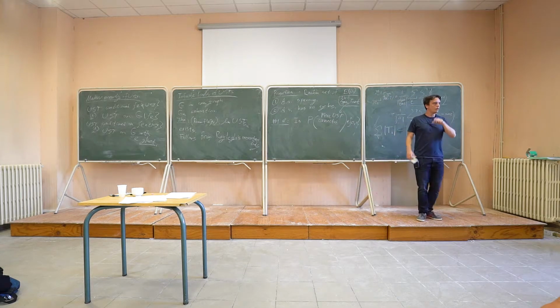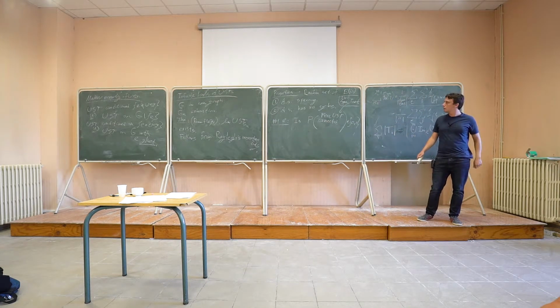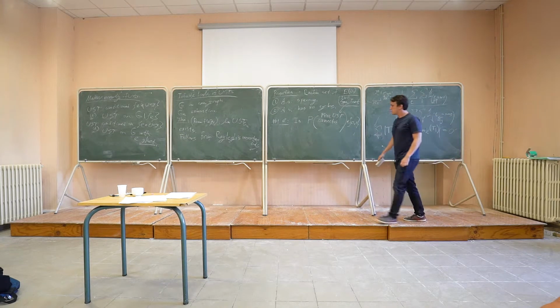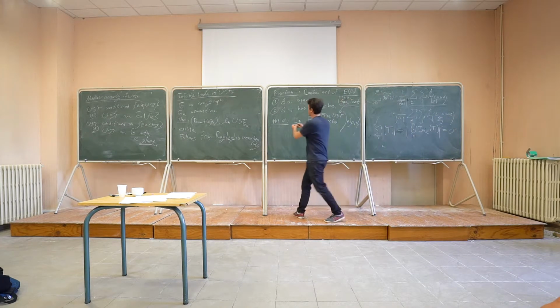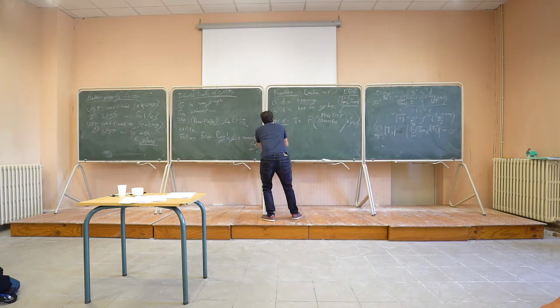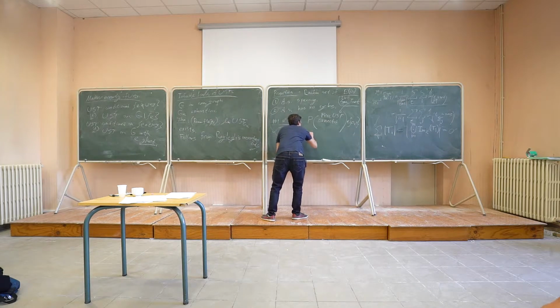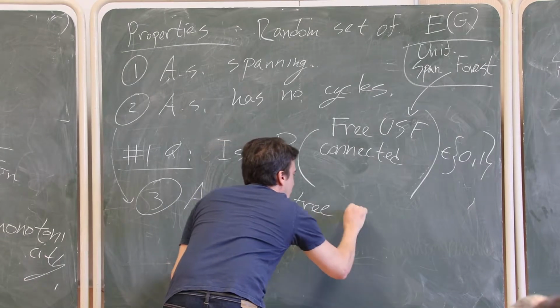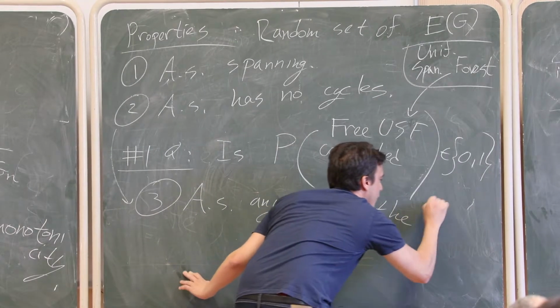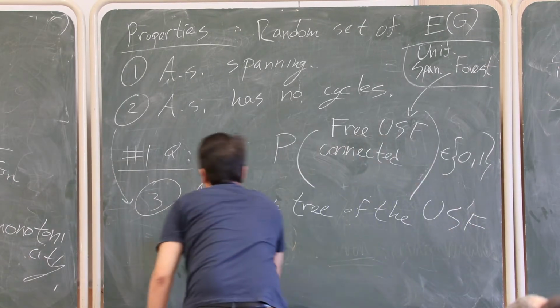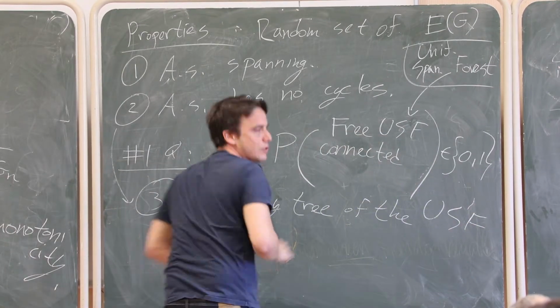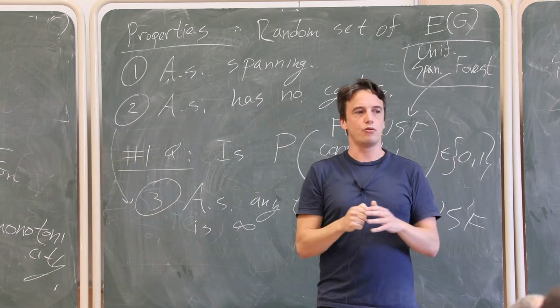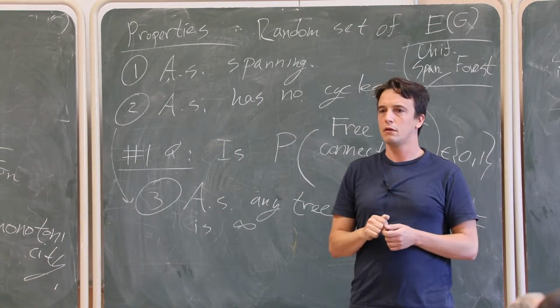Question? Maybe a comment, I don't know if it's interesting. In the properties, every tree is infinite also? Yes, that's also true. So let's add this property here. Number 3: almost surely any tree of the USF is infinite. Just to make sure that you cannot get a finite tree. Why is that?